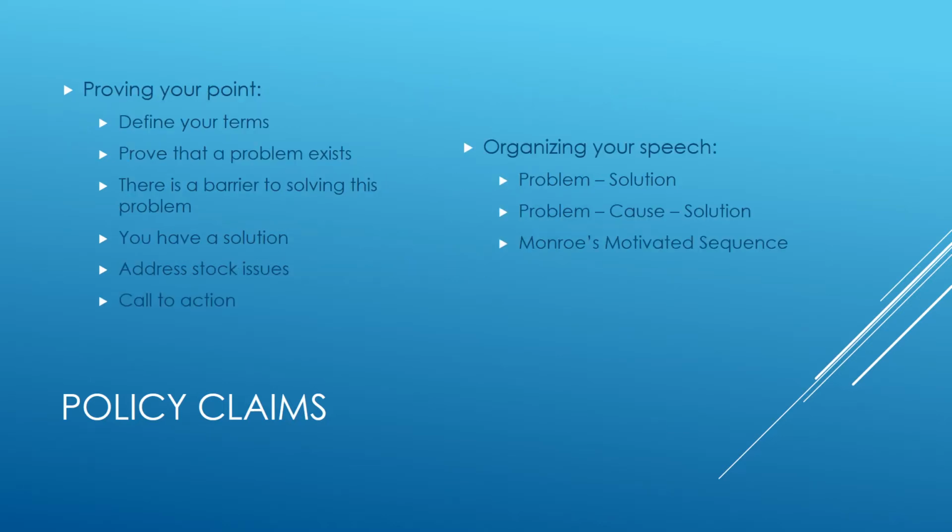To build an argument around a policy claim, again, this is the third time you've seen it, define your terms. So that's probably pretty important. You also need to prove that a problem exists. You can't have a policy claim that doesn't show your audience that there's a problem in place already. So you want to make sure that you show that this is problematic and needs to change. You also want to show that there is a barrier to solving this problem and that you have a solution. You want to address the stock issues, and you want to have a call to action.